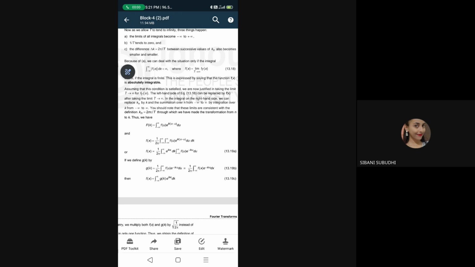In the integral on the right hand side, we can replace k_n by k and summation over n from minus infinite to infinite by integration over k from minus infinite to infinite. So we can note that these limits are consistent with the definition k_n equal to 2nπ by T, through which we have made the transformation from n to k. So we have f(k) equal to integration minus infinite to infinite of f(u) e to the power i k (x minus u) du.